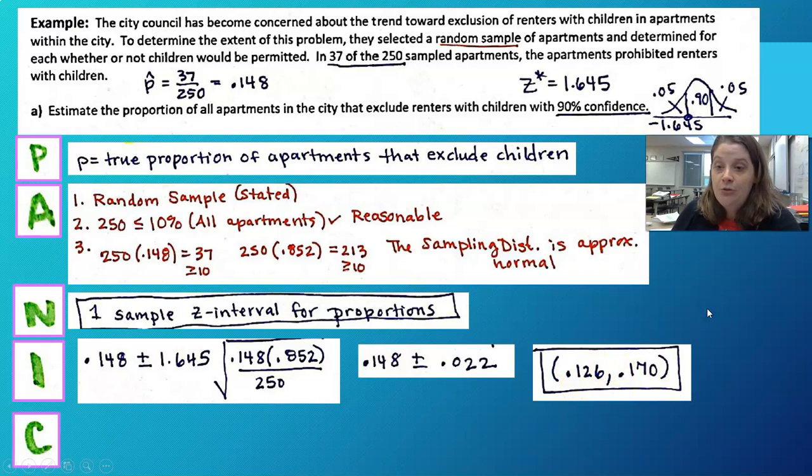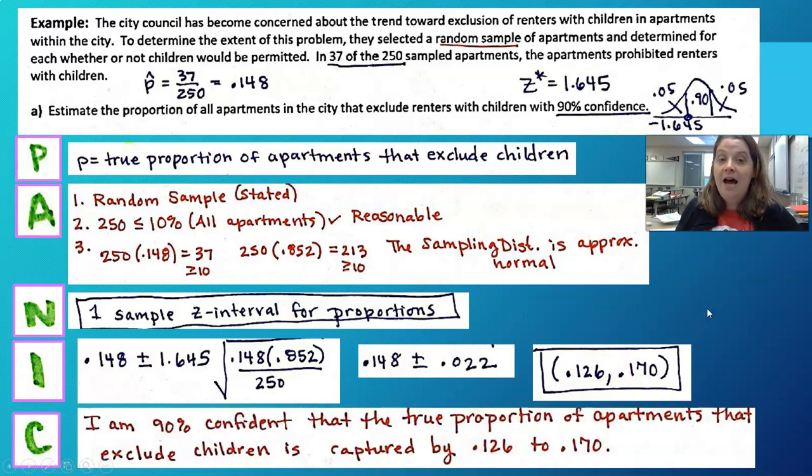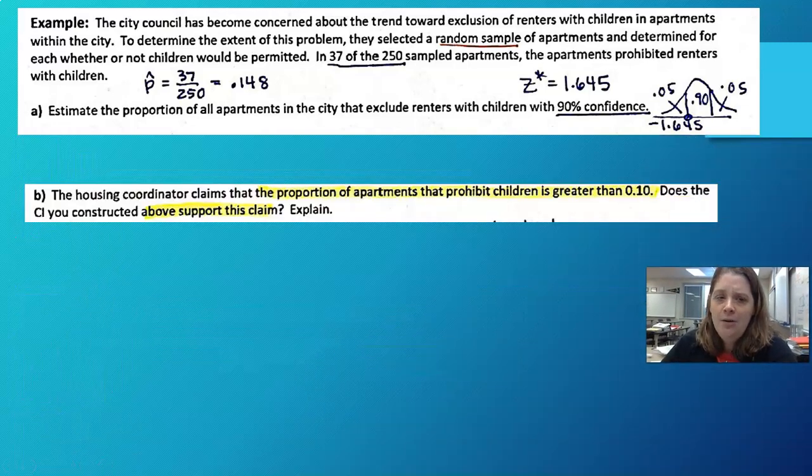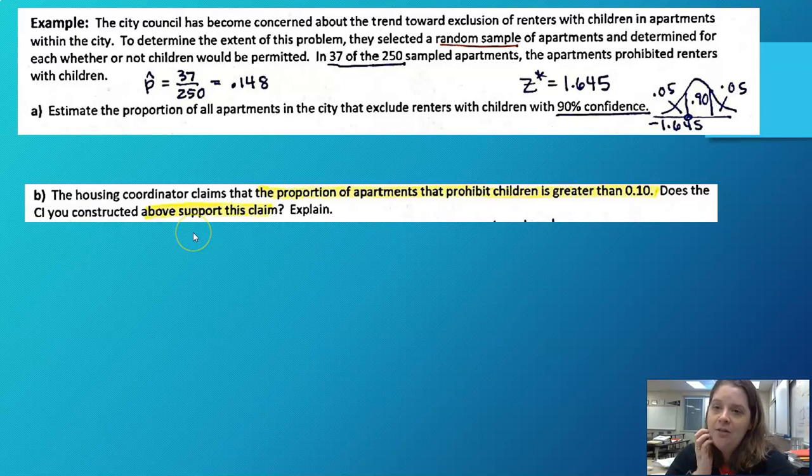All right, so to conclude, I am 90% confident this time, 90%, because that's how far we went out to trap, that the true proportion of apartments that exclude children, there's that context, is captured by or somewhere between 0.126 and 0.170. All right, now there is a follow-up question on this problem, and it says, the housing coordinator claims that the proportion of apartments that prohibit children is greater than 10%. Does the confidence interval you constructed above support this claim?